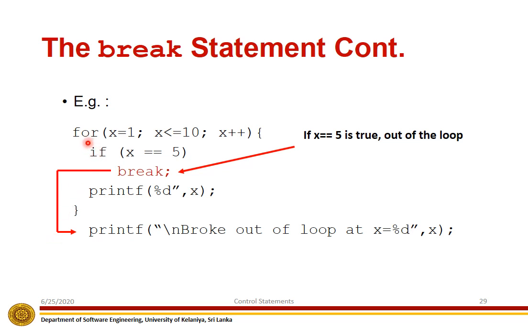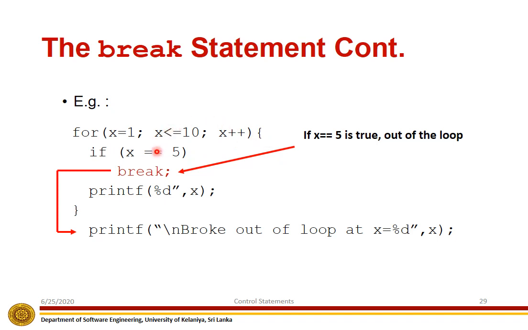Here I have given a for loop. This for loop opens here and ends here. Inside that for loop I have given an if condition. After that, outside the loop I have given another printf statement. So for x equal 1, the initialization, and the loop condition is x less than or equal to 10, and the update is x++.